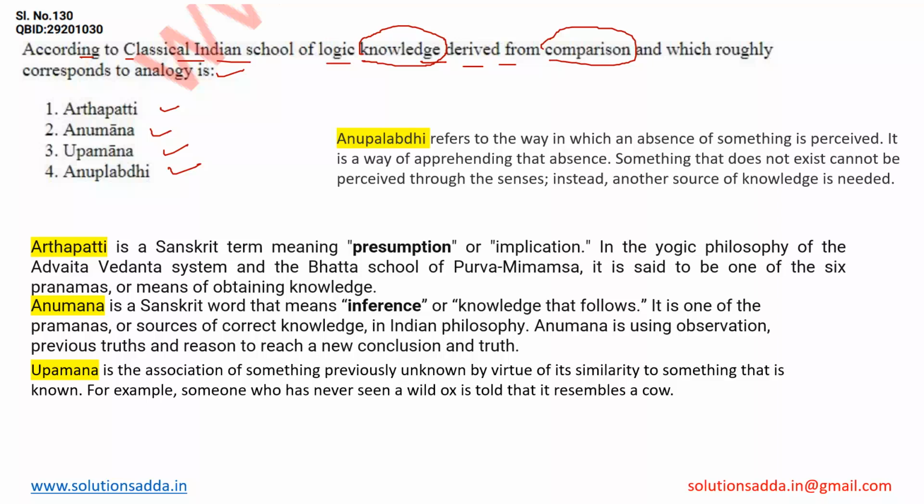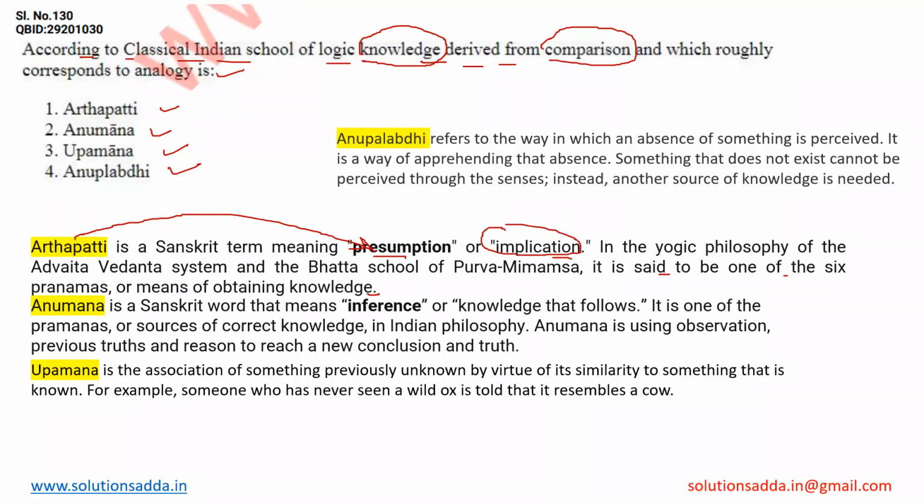Let's understand one by one. Arthapati is a Sanskrit term meaning presumption or implication. In the Advaita Vedanta system and the Bhatta school of Purva Mimamsa, it is said to be one of the six pramanas or means of obtaining knowledge. So Arthapati means presumption, where we are presuming something, or implication.